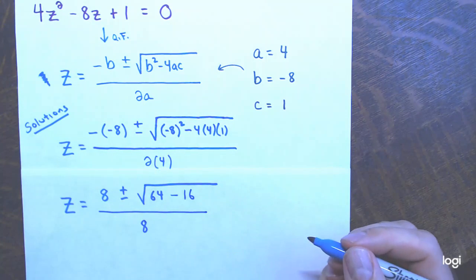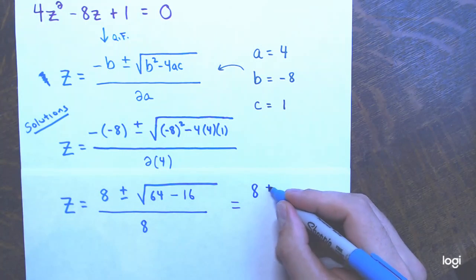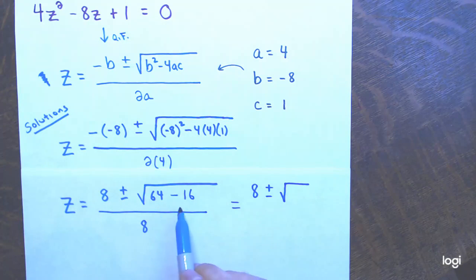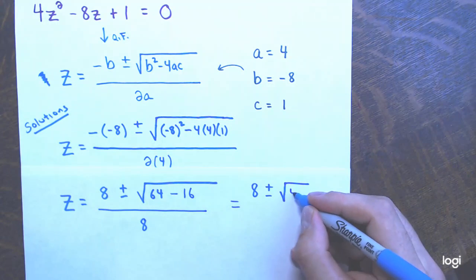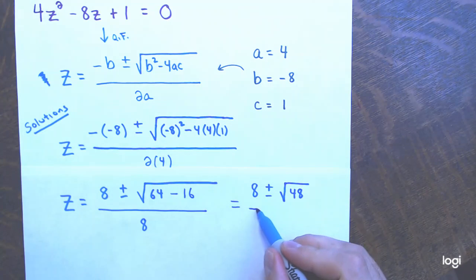All right, 2 times 4, so that's 8. Plus or minus the square root. Now 64 minus 16 would be... I'm sorry, 48. 48. All right. And then all this divided by 8.